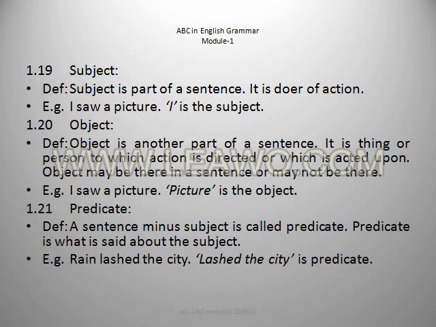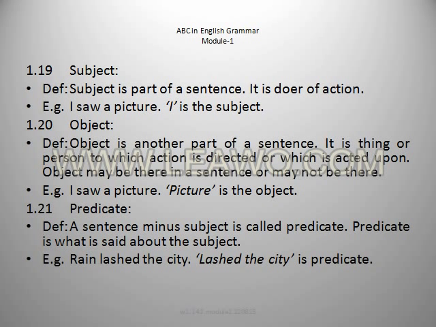Subject. Subject is a part of a sentence. It is the doer of the action. Let us consider the example, I saw a picture. In this, I is the subject because it is the doer of the action.